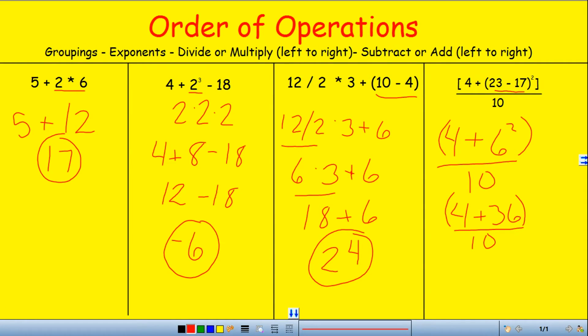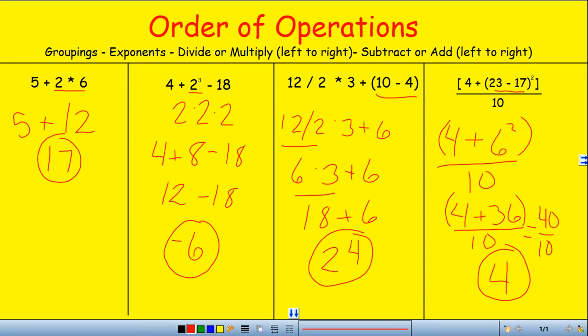Once again, my parentheses take precedence. Inside my parentheses is 4 plus 36. That equals 40 divided by 10. And we know that 40 divided by 10 means how many 10s can be divided into 40. So our final answer is 4.